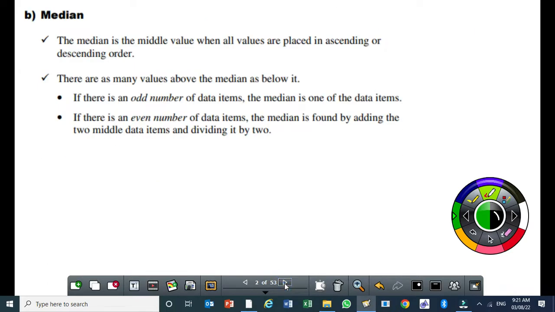Okay, so the median. I've already told you that the median is the middle value when you arrange a data set in ascending or descending order. In most cases, the data set is arranged in ascending order, that is from the smallest towards the largest.